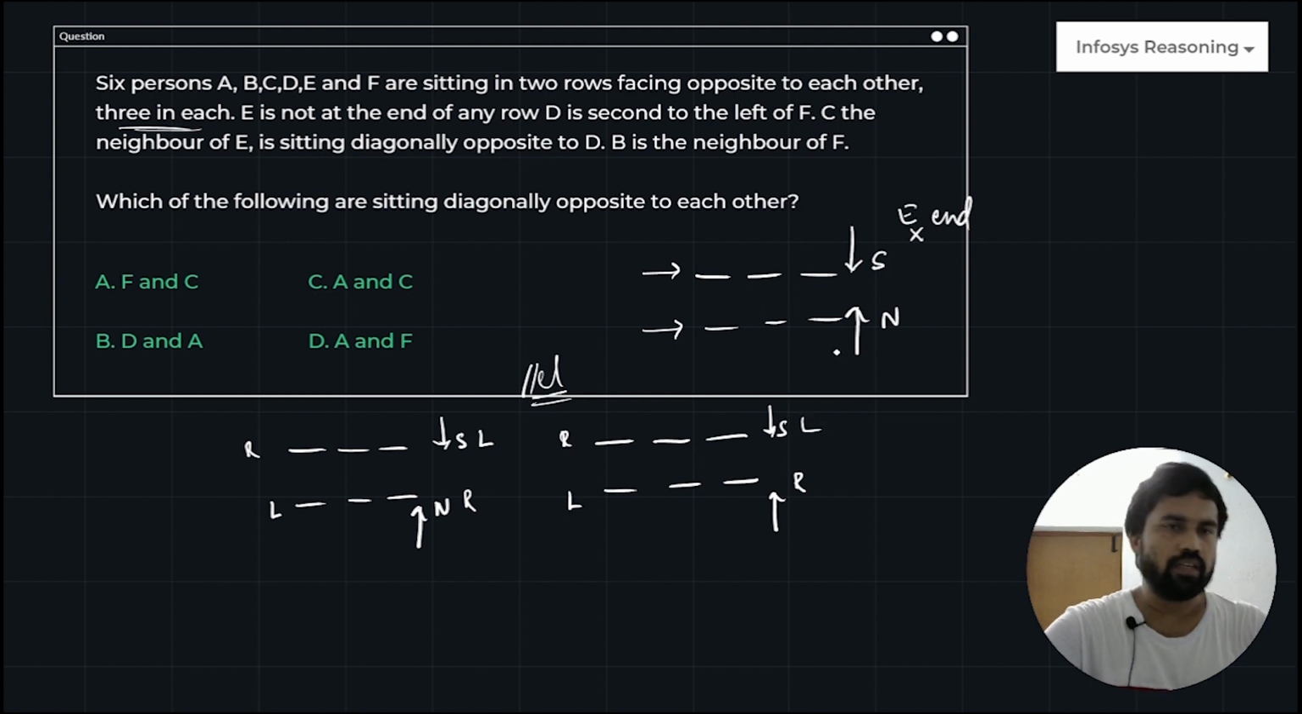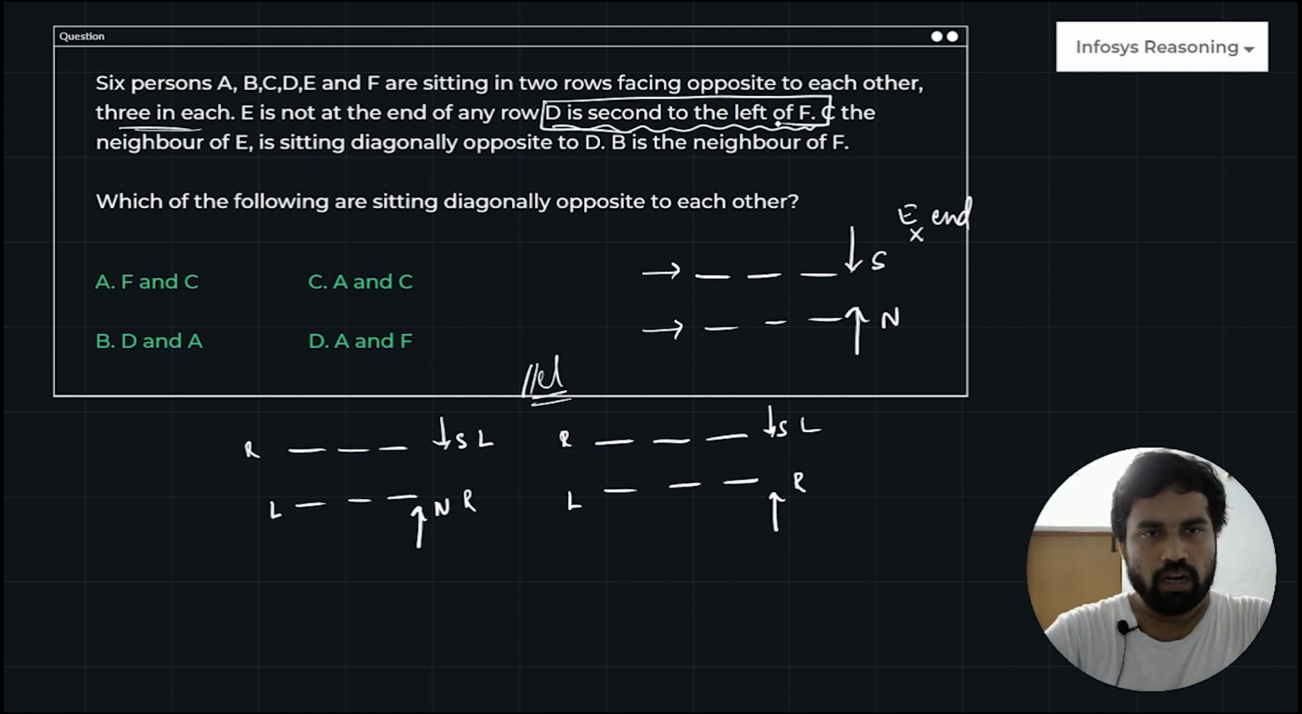So just look at here. D is second to the left of F. So D and F are in the same row, and second left means definitely D and F will be on the end points also. So I am assuming that D and F are in the north direction people. So if north direction, left is nothing but our left hand direction. So F is here, this is the first left, second left, so D will be here. So this is the arrangement of DF.